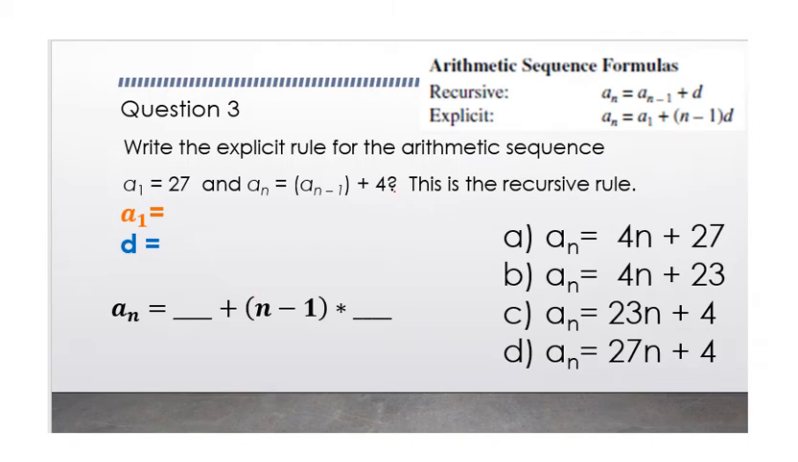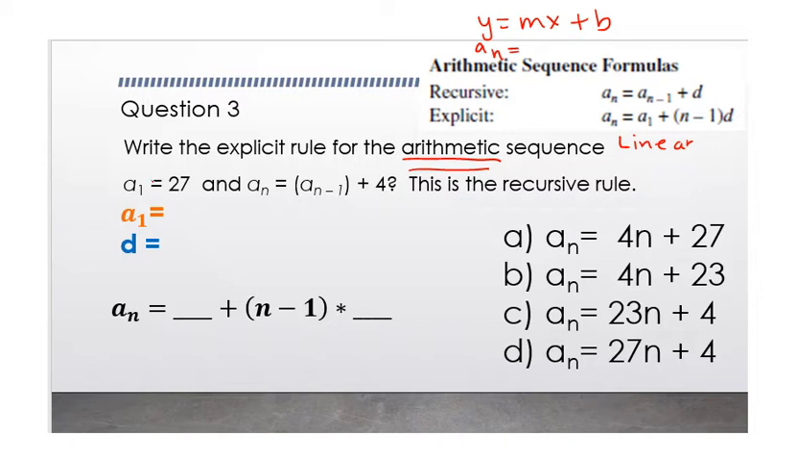In question 3, it says to write the explicit rule for the arithmetic sequence. Okay, so it tells us we're going to use arithmetic. We should automatically think linear function, so we're going to be writing something in the format of y equals mx plus b. But since we're talking about a sequence, remember we usually use that notation of a sub n. So my y is going to be replaced with a sub n.